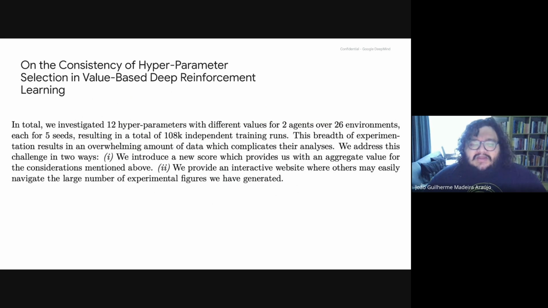So we ended up trying to organize this in 2 ways. One of them is we define a new metric, a new score, which will provide some kind of aggregate notion of consistency of the hyperparameters. And we also create a website where you can explore our results in detail. I think both of them are pretty cool. The metric is pretty cool, and I think the website is also very cool. I think there's a lot of ideas there that can lead to papers. And so, yeah.